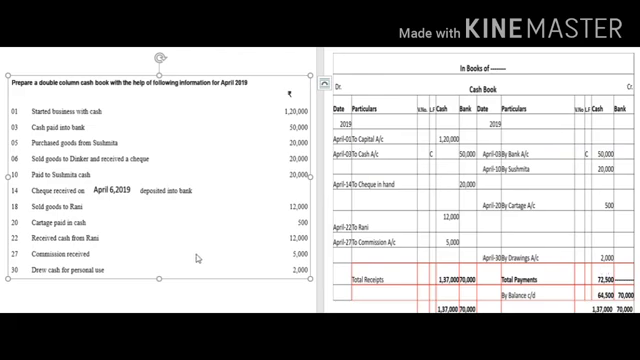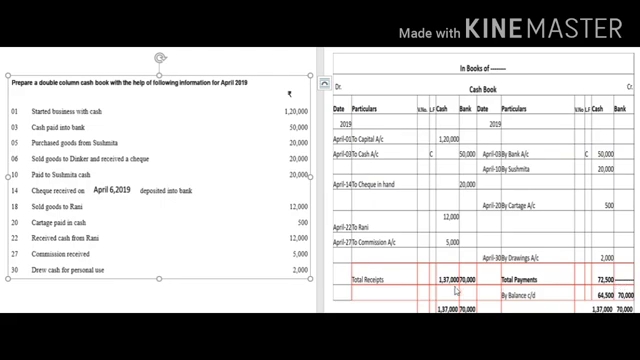Now we have arrived at the end of the question. So in the last, what will you do? You will total both the cash column as well as the bank column on the debit side as well as on the credit side. Total of cash column here will be 1,37,000. Total of bank column will be 70,000, and here total payments are shown over here.